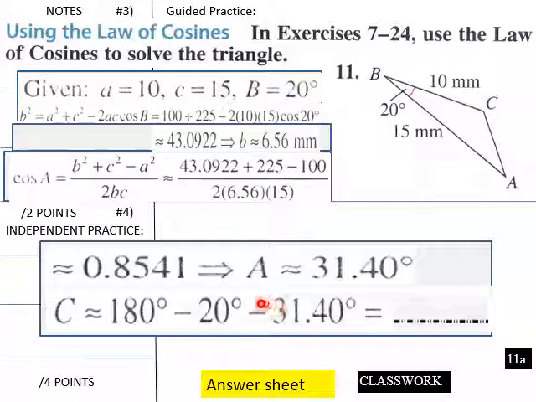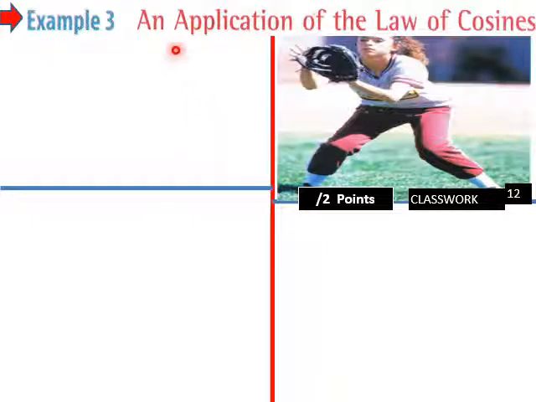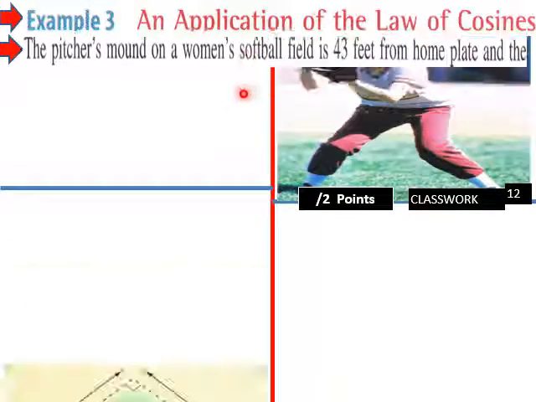And then we subtract both these angles from 180, and we get 128.60 degrees for the measure of angle C here. Okay, going into our next example, example 3, an application of the law of cosines.